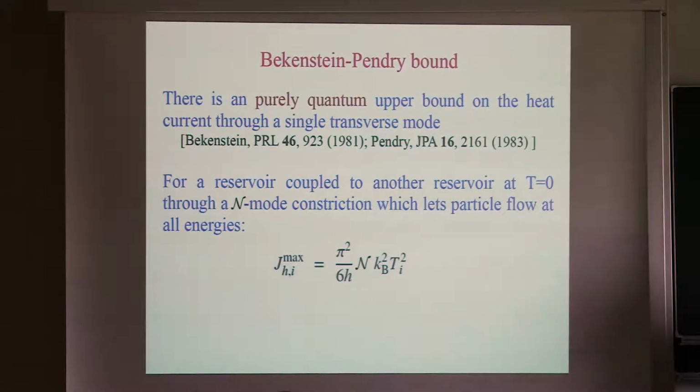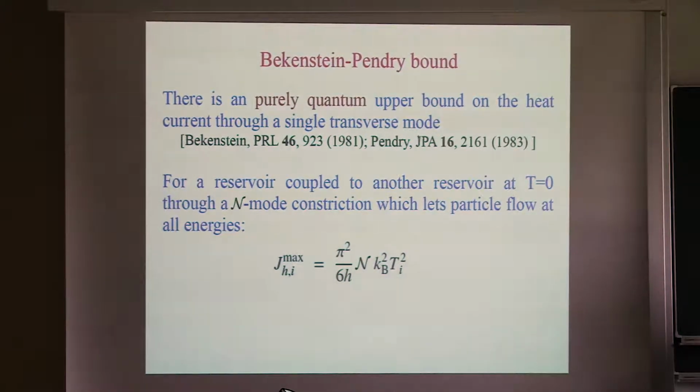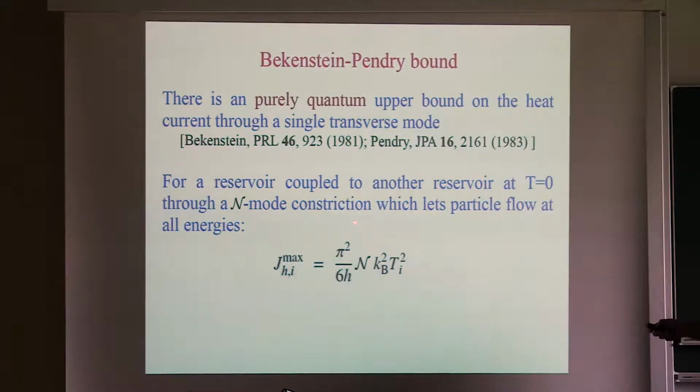Now, again about the question of the power-efficiency trade-off. The first remark is that, if you look at the quantum regime, there is a purely quantum upper bound on the heat current that can flow through a single transverse mode. This is known as the Bekenstein-Pendry bound, and it comes from heat conductance quantization. The idea is that if you have a reservoir coupled to another reservoir at zero temperature through an n-mode constriction, letting particles flow at all energies without any filtering, you get this maximum heat current.